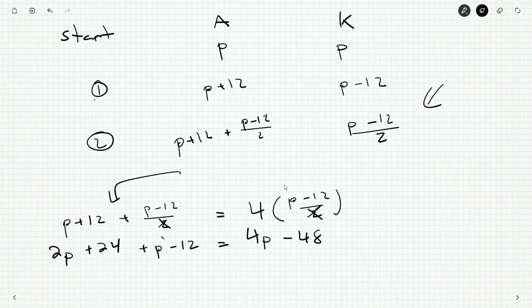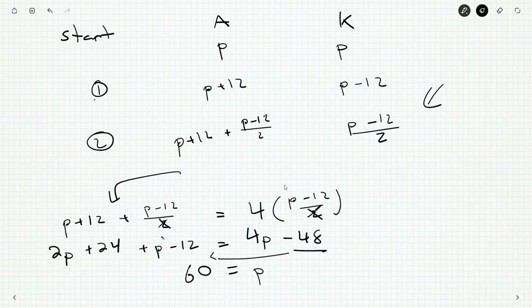Now let's collect all the P's onto one side, 2 P's and 1 P and 4 P's. We're just going to get a single P over here. 24 minus 12P plus 48, because we bring it over to the other side. 24 minus 12 is 12. 12 plus 48 is 60. So they both started with 60 apples.